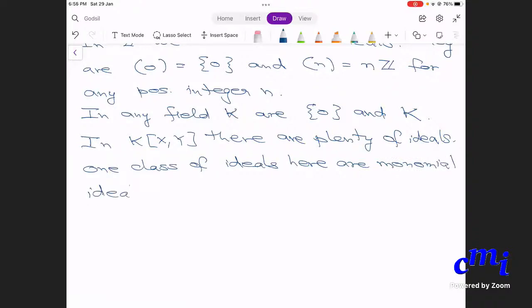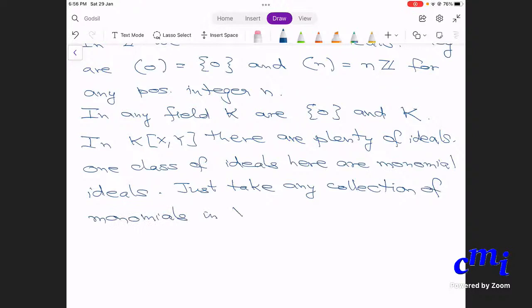Monomial ideals. So what are the monomial ideals? Monomial ideals are ideals generated by a set of monomials. So just take any collection of monomials in X and Y and take the ideal that they generate.